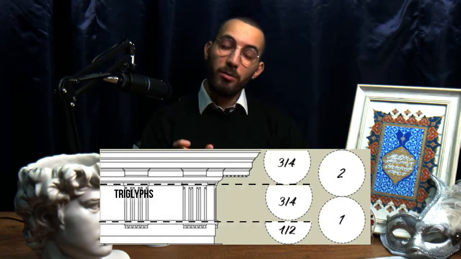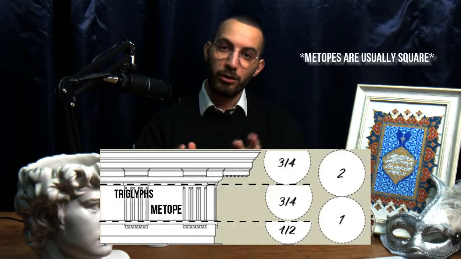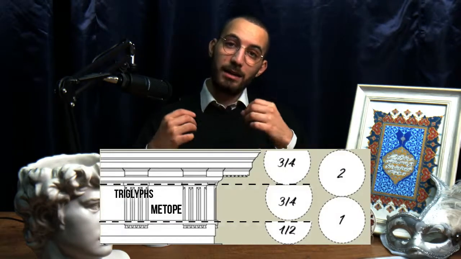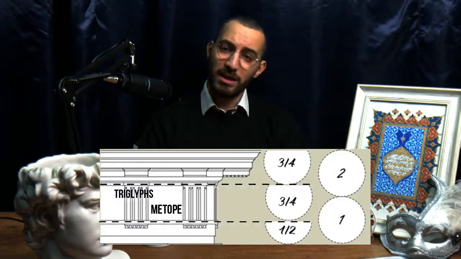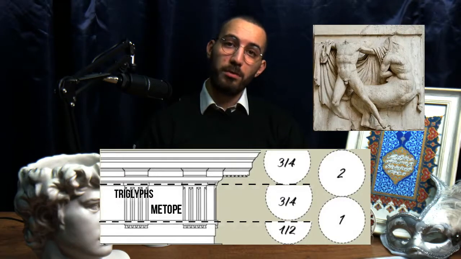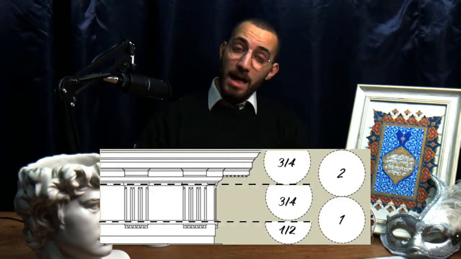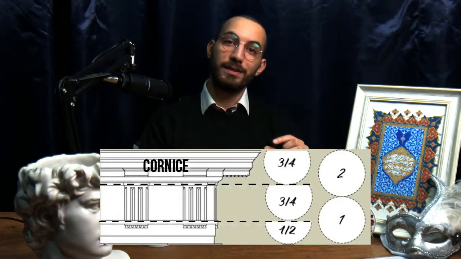And the part اللي تجي موراها اسمها the metope. And the metope قلنا تجي usually rectangular, usually طول العرض تاعها is half a diameter. And the metope hadiya usually has relief sculpture, as we see on the example to the right, a relief sculpture from the British Museum. And the last part of the entablature is the cornice.